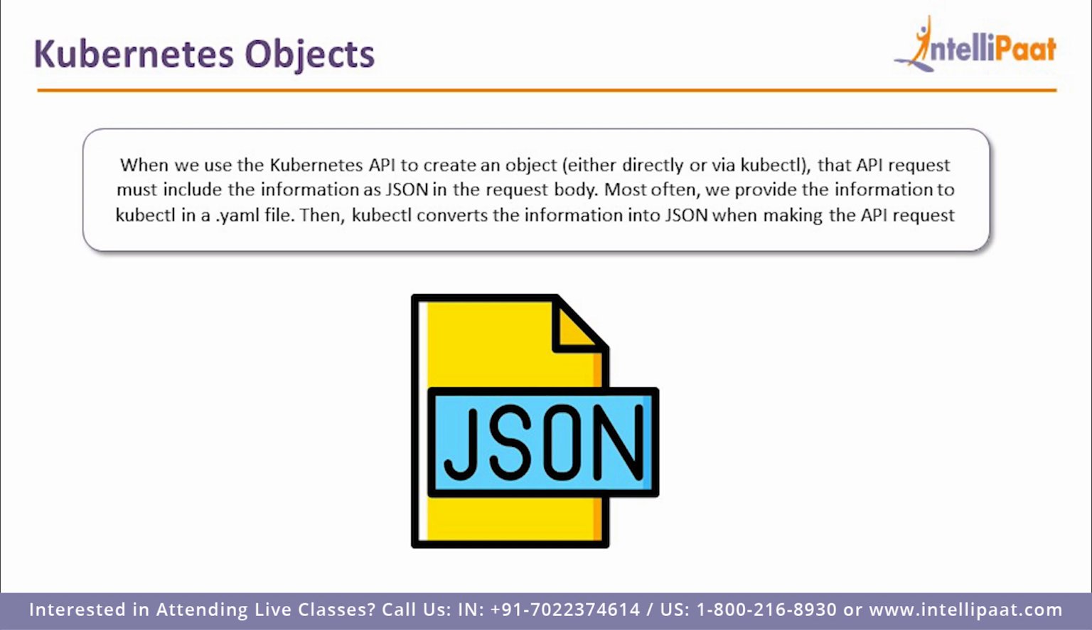So whenever you are using an API request, it must contain the information in JSON format. Most often you provide this information to kubectl in a YAML file. This YAML file is very similar to a JSON file, so it is very easy for kubectl to convert that YAML file into a JSON file while making those API requests.